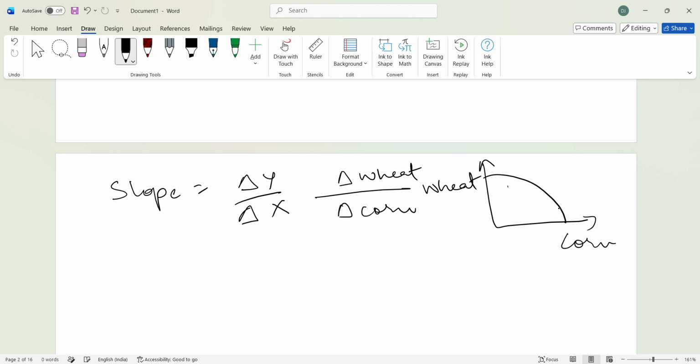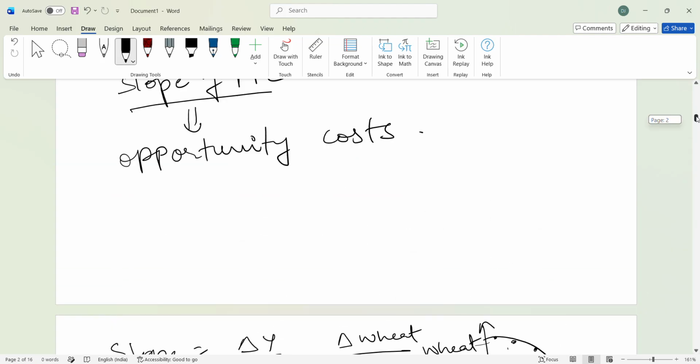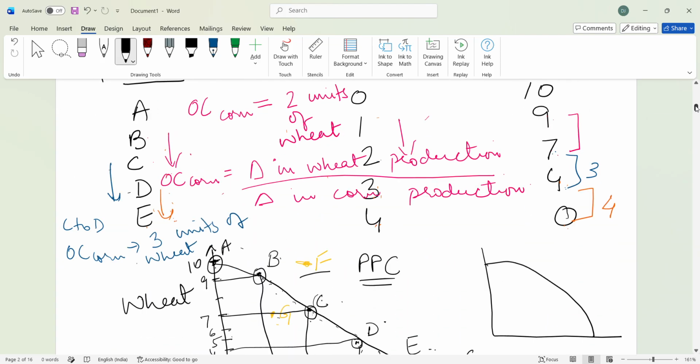So change in wheat production, whatever will happen, divided by change in corn production, will give you the slope of this production possibility curve. Right now, in the table that we are referring to, the slope is changing at every point, right? In fact, the slope is increasing at every point, right? So if I go back and make you see in this table, earlier in the first case, my slope was 2. Then it increased to 3, and then it increased to 4.